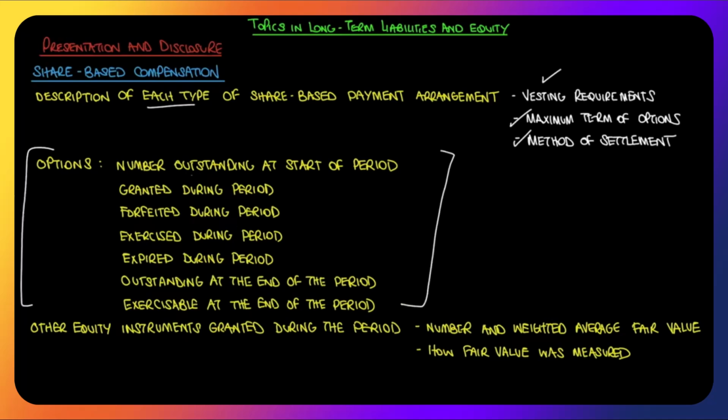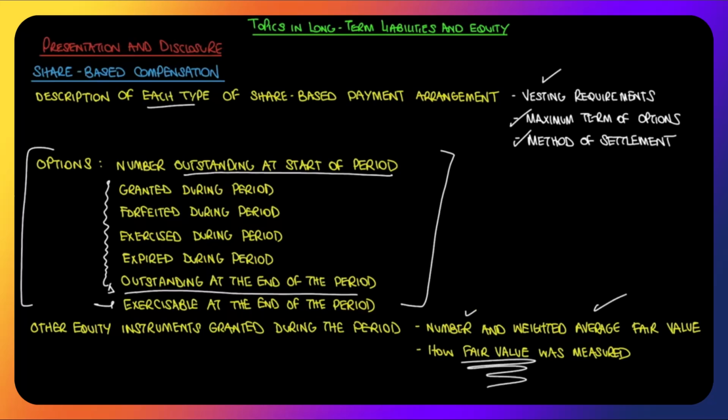What was outstanding at the beginning and the end, and the reason or an explanation of how we went from the number at the start to the end, plus how many are still exercisable at the end of the period. That's options for other equity instruments granted during the period, how many, weighted average fair value, and how you've measured that fair value. Anytime there are huge assumptions around an accounting treatment, you're going to see required disclosures.